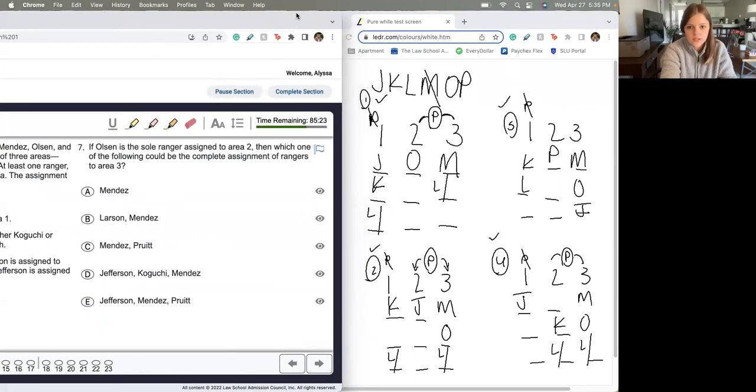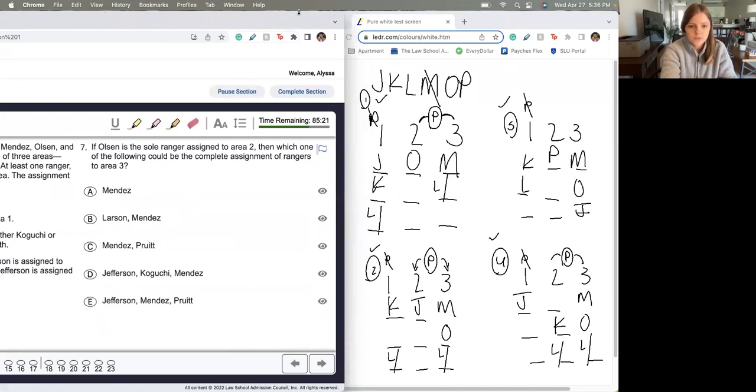Okay, so our next one is a really good question to show you why I do worlds and how quick these answer choices can be. The question is saying, if O is the sole ranger assigned to 2, then which one of the following could be the complete assignment of rangers to area 3? I'm going to give you a little bit to try this, and then we'll go over how you should attack it and use your diagrams.